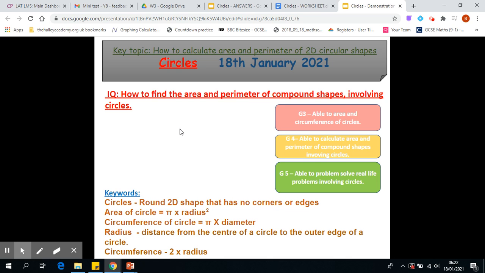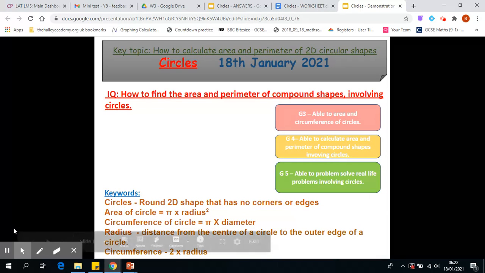Hello everyone. In this lesson, we're going to focus on circles. The inquiry question is to find the area and perimeter of compound shapes involving circles.